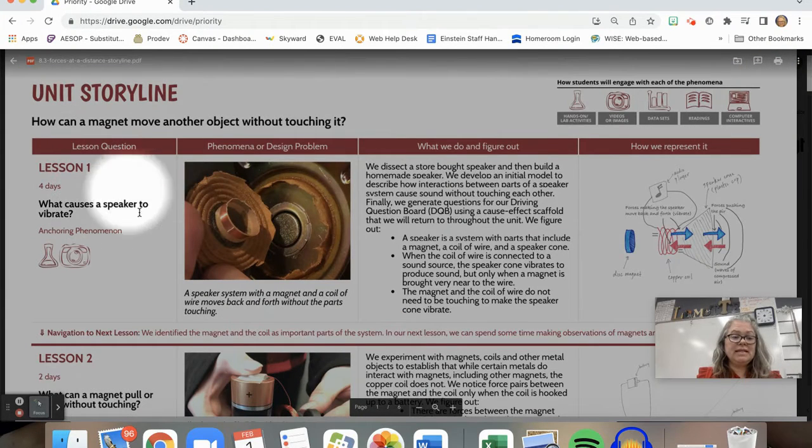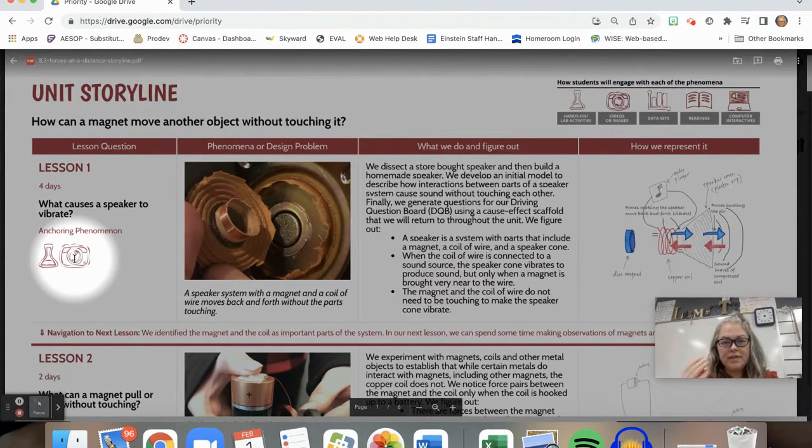So again, in lesson 1, students are answering the question or focused on the question, what causes a speaker to vibrate? They are engaging in an anchoring phenomena routine, and they have access to hands-on or lab activities, as well as videos and images.